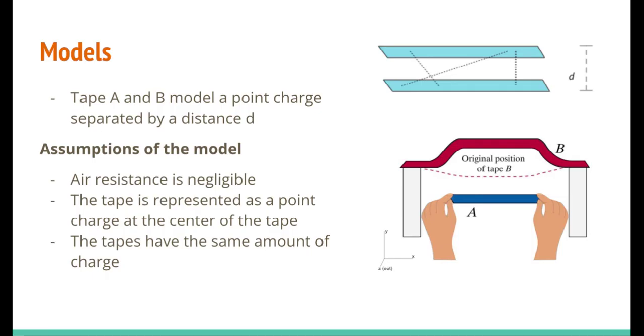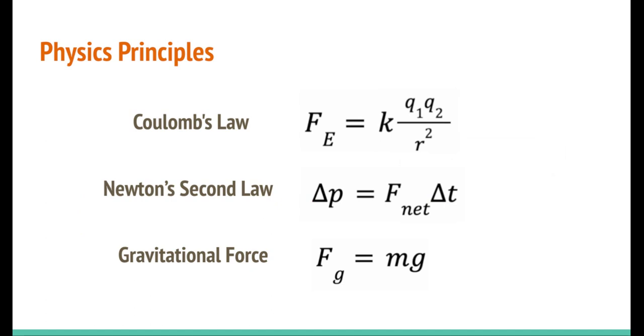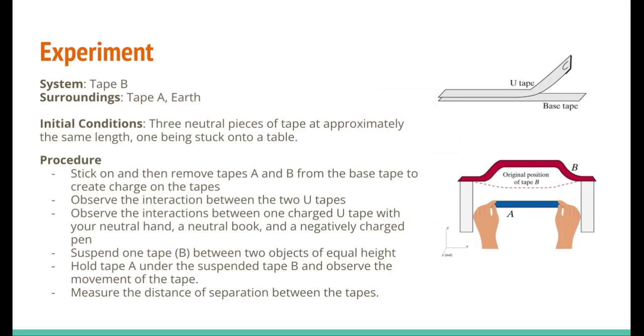So this is the model used. We're using two pieces of tape, A and B, to model a point charge separated by a distance d. Assumptions are that air resistance is negligible, that the tape is represented as a point charge, that charge is at the center of the tape, and the tapes have the same amount of charge. These are the physical principles used. We're going to use Coulomb's law and Newton's second law to determine the electric force. And then the other force acting on the tape is gravitational force. So both of those will be calculated, as those are both the forces acting on the tapes.